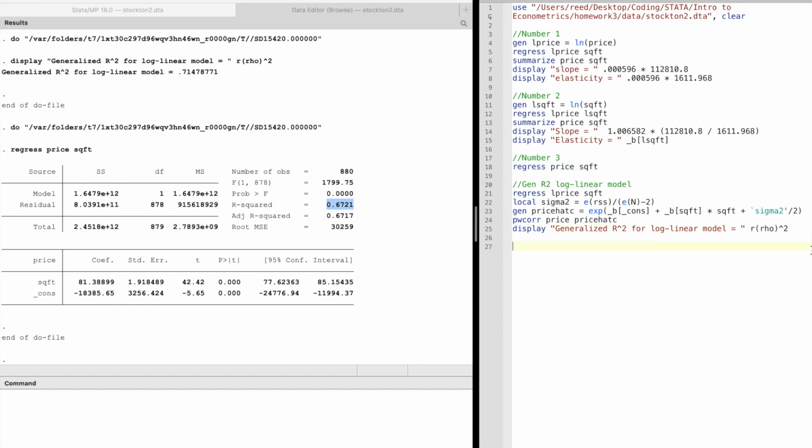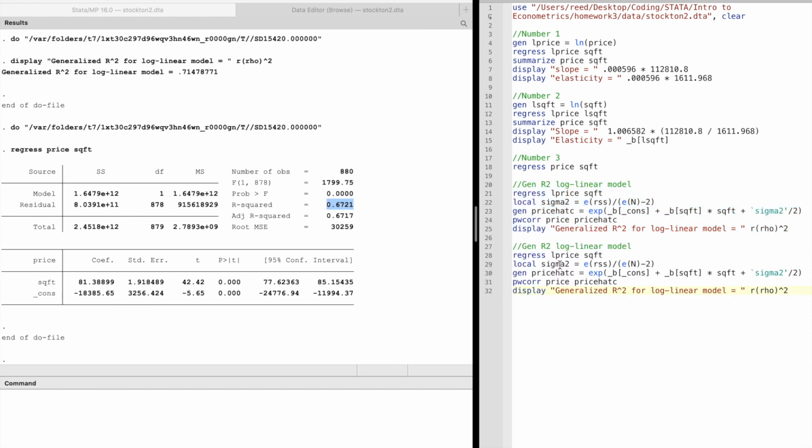Now let's do the log-log. So we can just copy and paste this whole thing. Let's make sure we change our regression to the log of square feet. And then this is our log-log model.